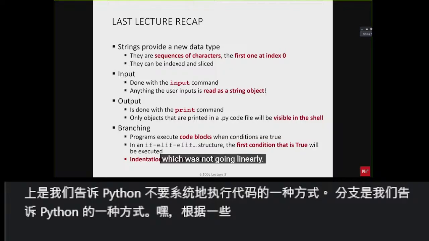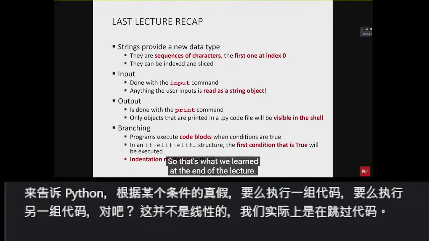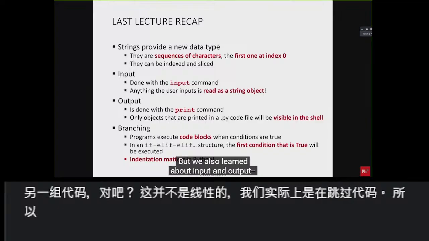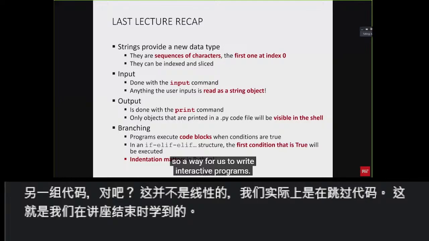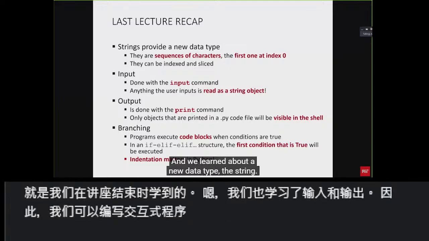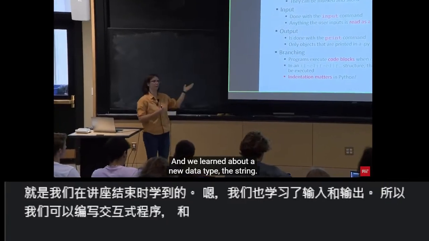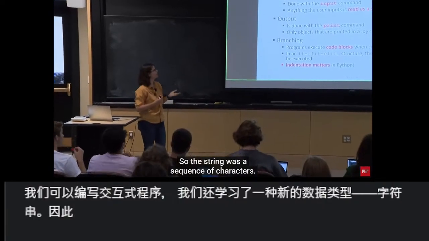Which was not going linearly. We were actually kind of skipping around through the code. So that's what we learned at the end of the lecture, but we also learned about input and output, a way for us to write interactive programs. And we learned about a new data type, the string. So the string was a sequence of characters.